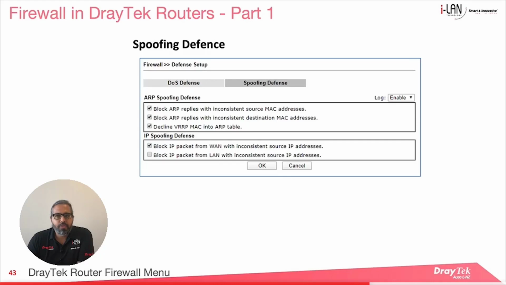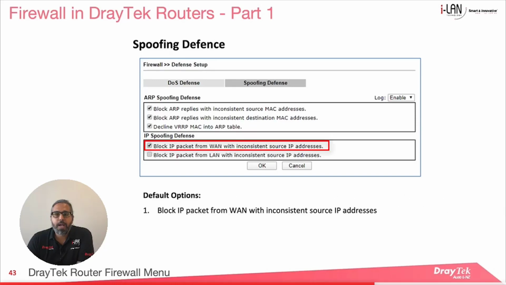Dratec routers include spoofing defense under the Firewall Defense Setup Spoofing Defense menu. It includes a number of options to select for both ARP spoofing defense and IP spoofing defense. The two default options are: block IP packets from WAN. The router will check if the source IP address and the coming WAN interface checks out. If not, the router will drop the packet instead of forwarding it to the internal server.